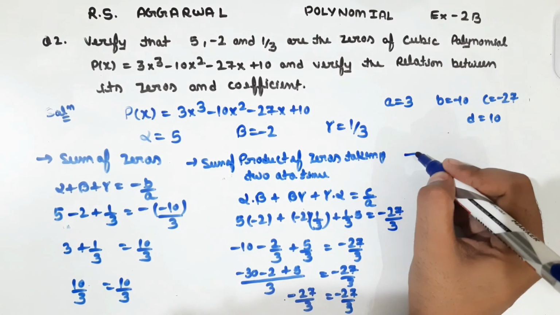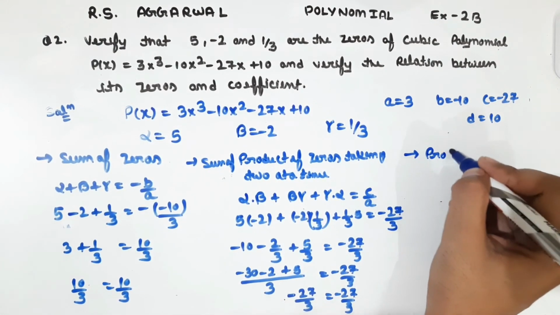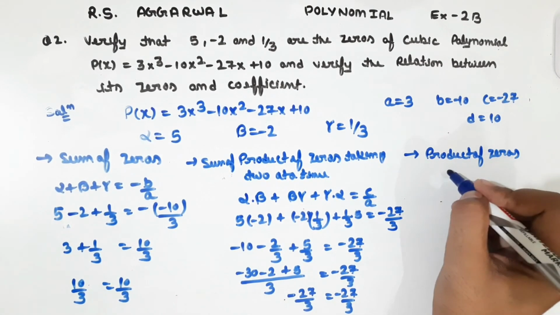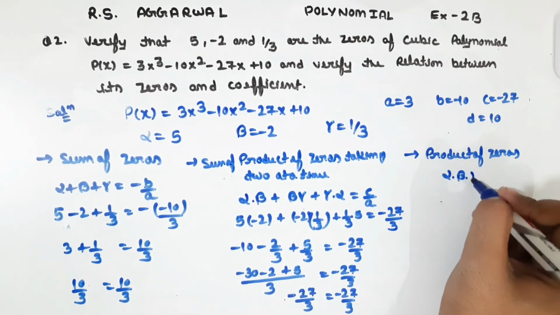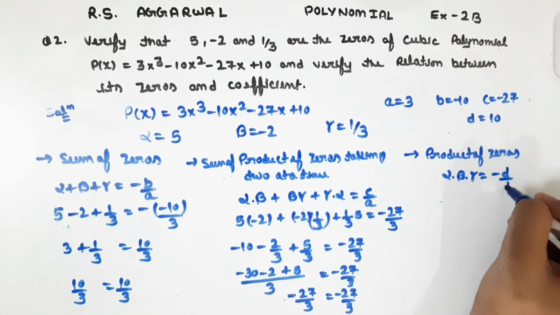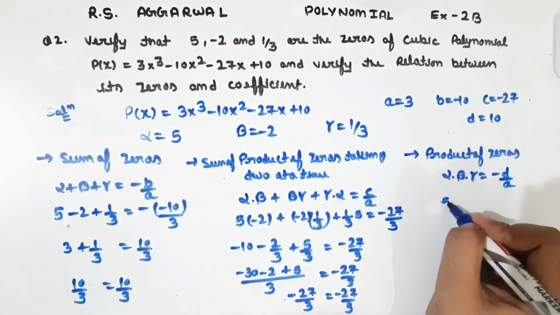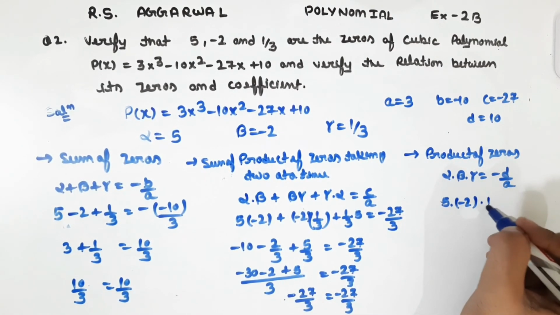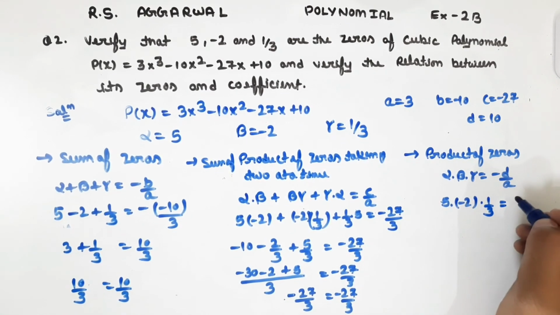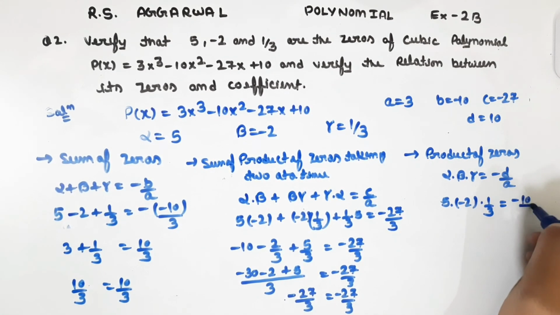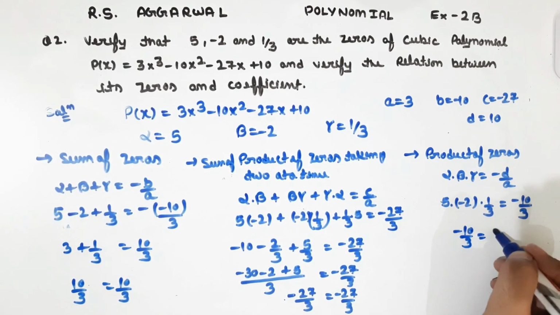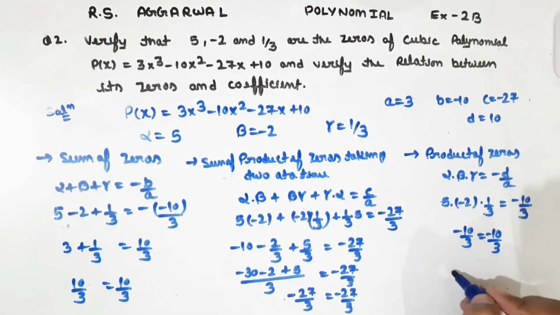Now last, product of zeros, that will be equal to alpha into beta into gamma equals minus d upon a. So alpha is 5 into beta is minus 2 and gamma is 1 upon 3, that is equal to minus d, minus 10, upon a is 3. This will be minus 10 upon 3 will be equal to minus 10 upon 3. Hence verified.